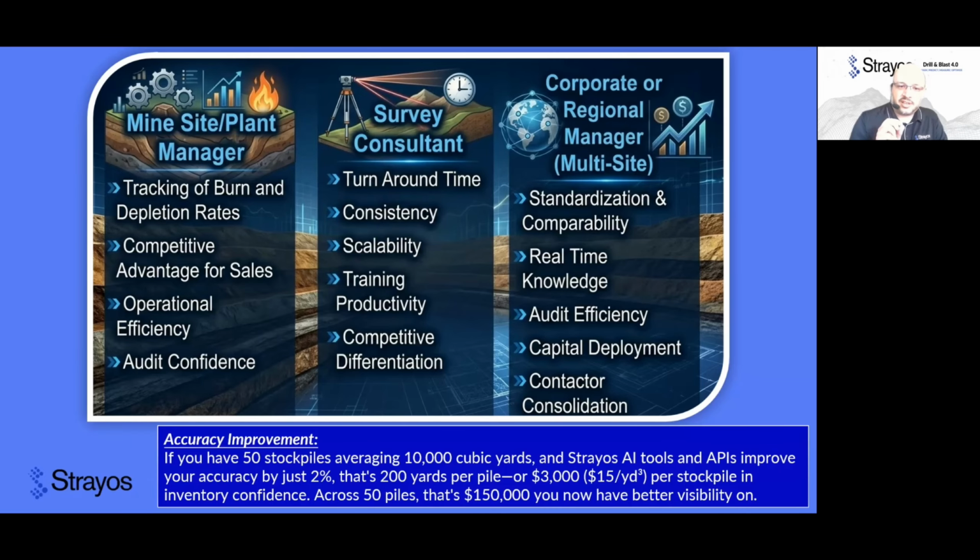So if we took just a 2% increase on our accuracy for, let's say, our 50 stockpiles, and they're comprised of 10,000 cubic yards, you're talking about $3,000 a stockpile at about $15 a cubic yard. That's kind of a low end aggregate price based upon my good old fashioned internet searching. So you're talking about 150K that you have better visibility on. Is it going to give you 150K? Maybe not, but your visibility is something that's really important. If you can't measure it, you're not really managing it.